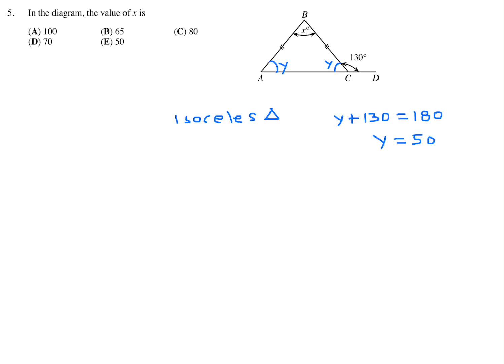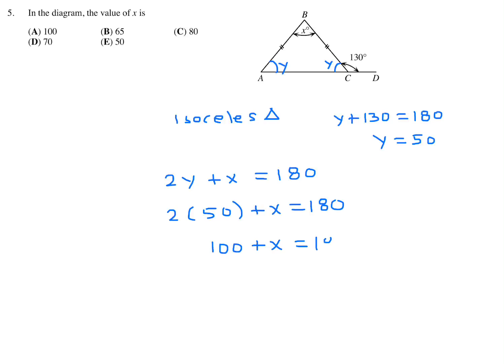So now we have an equation involving all the angles in the triangle. 2y plus x, this x up here, is equal to 180. And y we know is 50, plus x is 180, and therefore we have 100 plus x is equal to 180, and therefore x is equal to 80. So number 5, the answer is C.